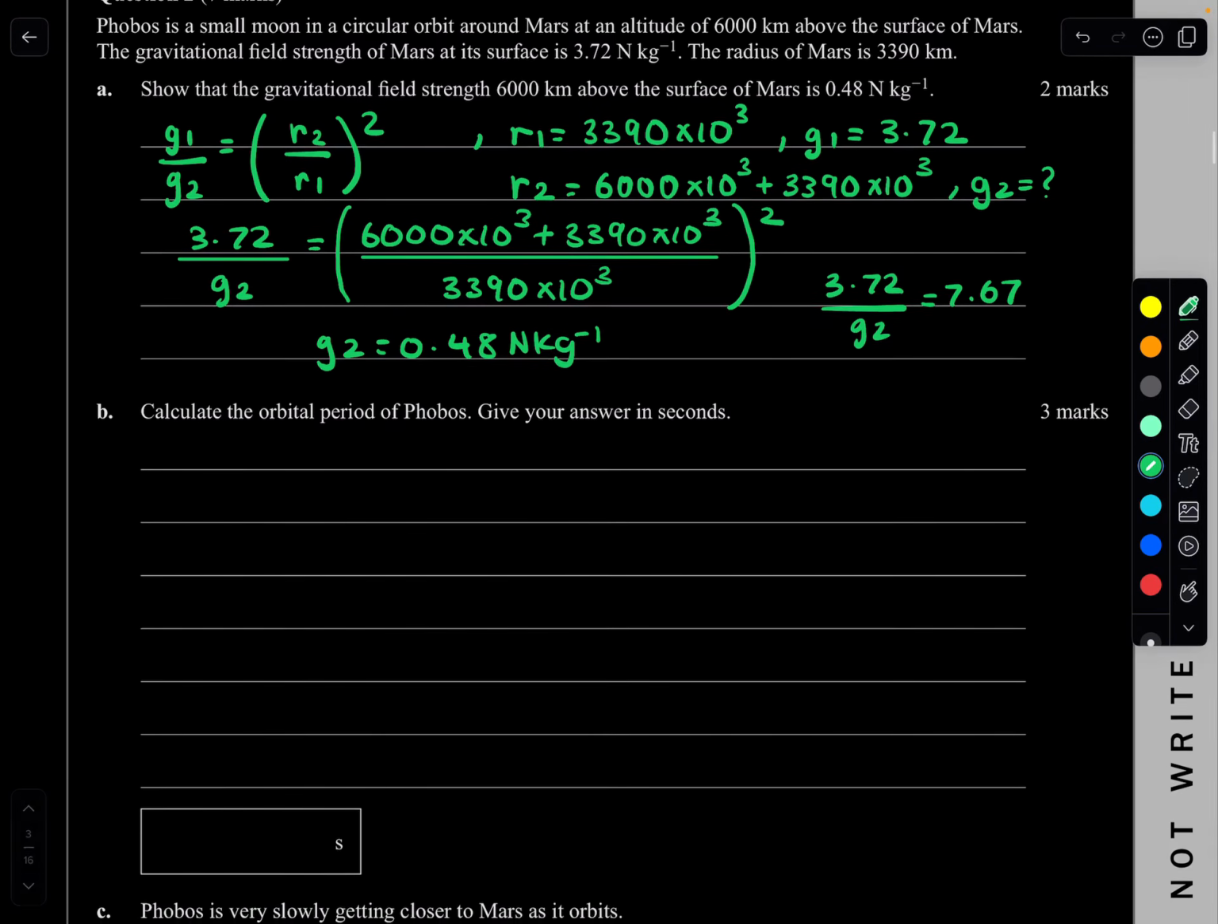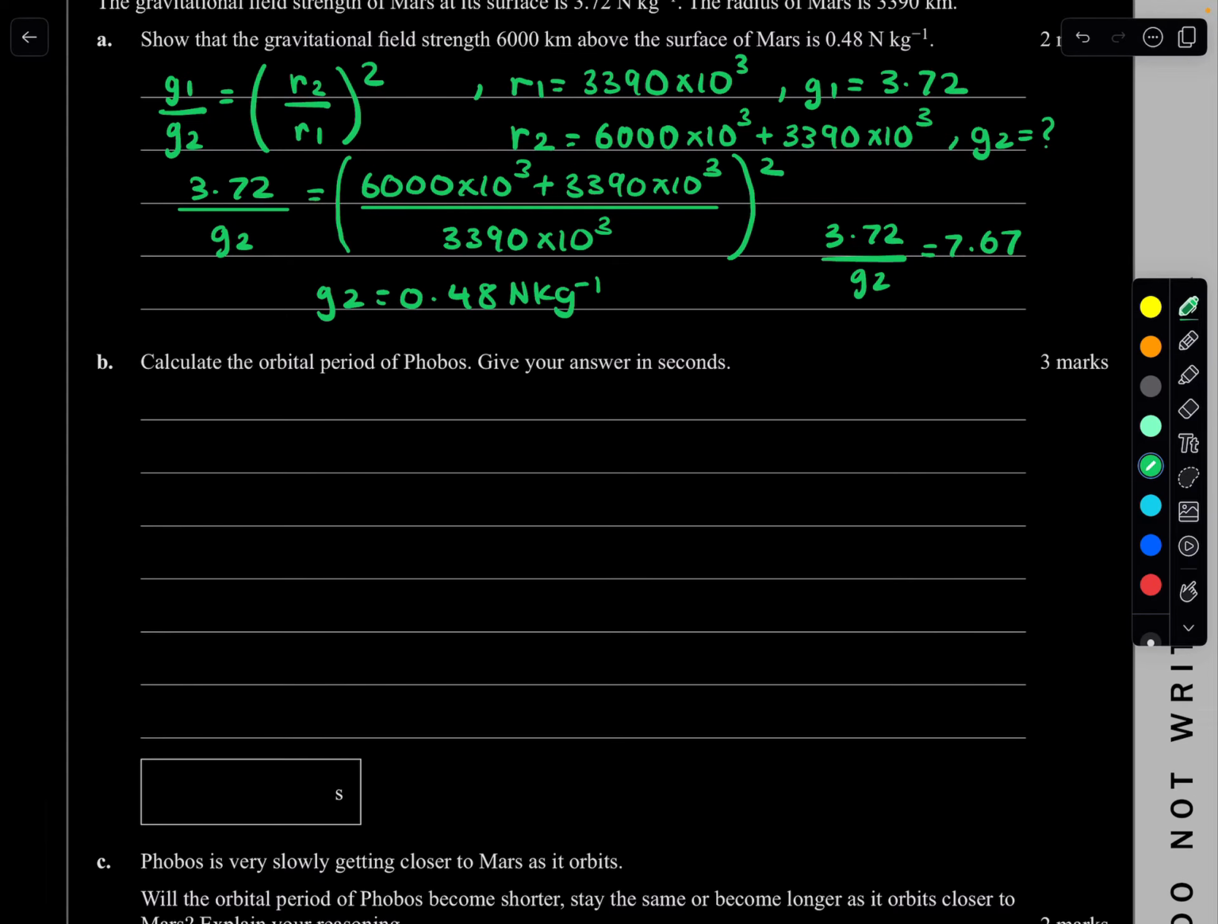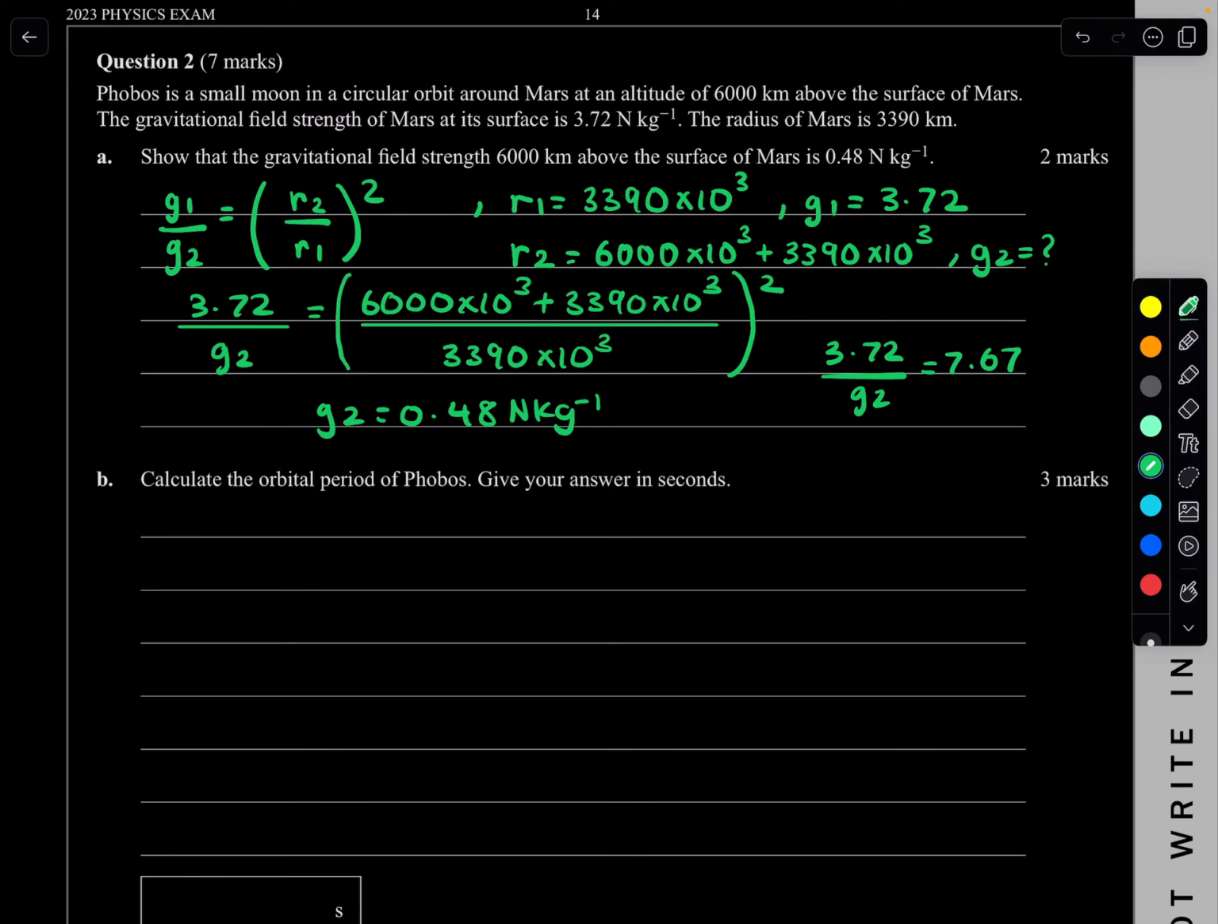Done. Calculate the orbital period of Phobos. Give your answer in seconds. Now, when I think of period, the most common formula that comes to mind is Kepler's law. But we still haven't calculated the mass of Mars, and for Kepler's law we need the mass of Mars. So that's a useless thing to use. Luckily, we're given the value of g at that point of Phobos. So I'm looking at my summary sheet. What formula can I use?